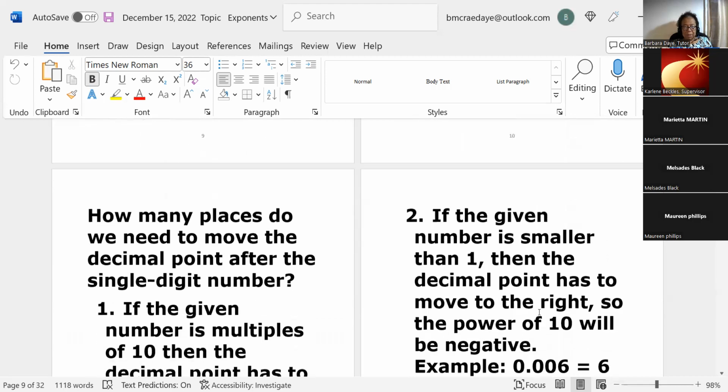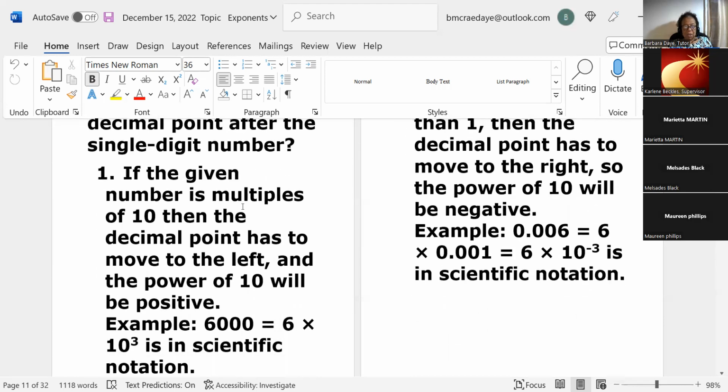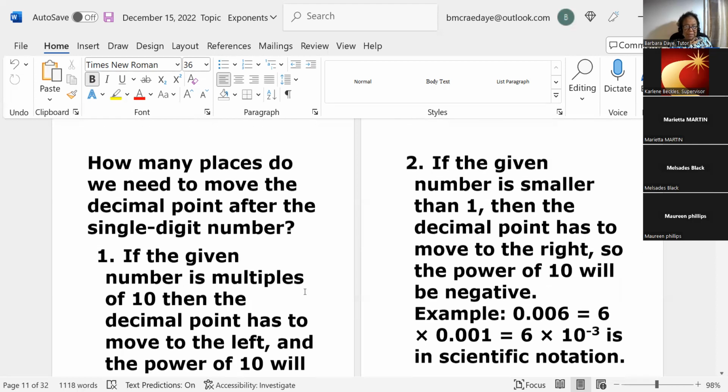All right. Now, if the number is a multiple of 10, the decimal point moves to the left and the power of 10 will be positive, like 6,000 becomes 6 times 10 to the third. Because the decimal point is behind that last zero, you move it between the 6 and the first zero, and it becomes 6.0 or just 6. And how many places do you move? Just count the digits. 1, 2, 3. You moved it 3 places.